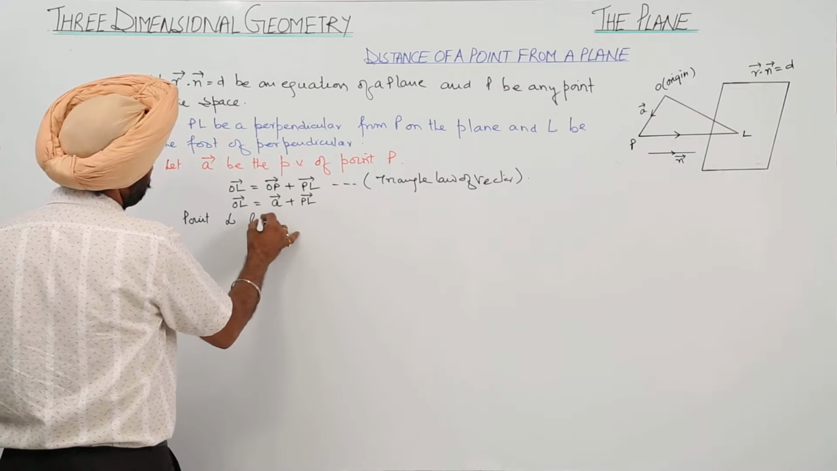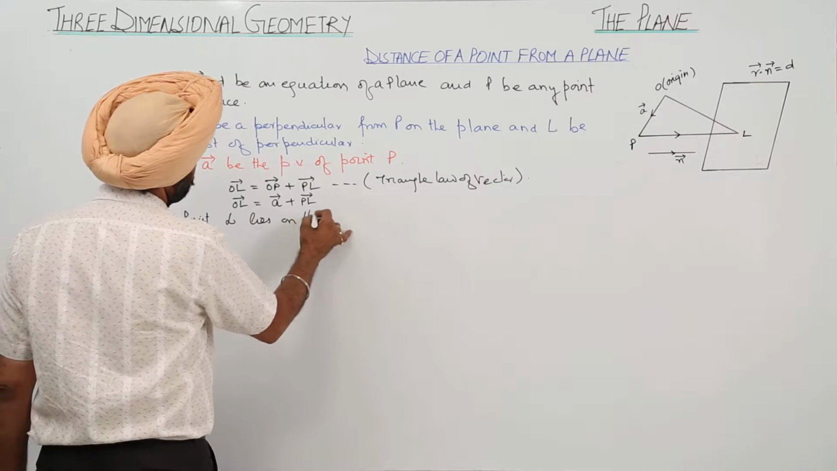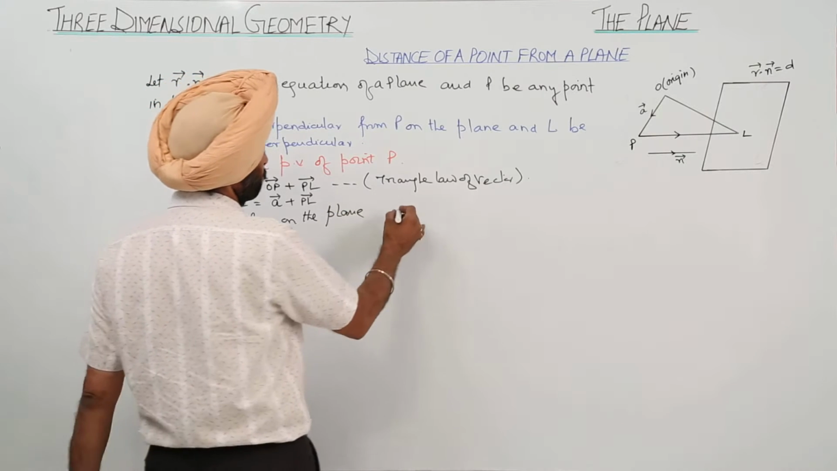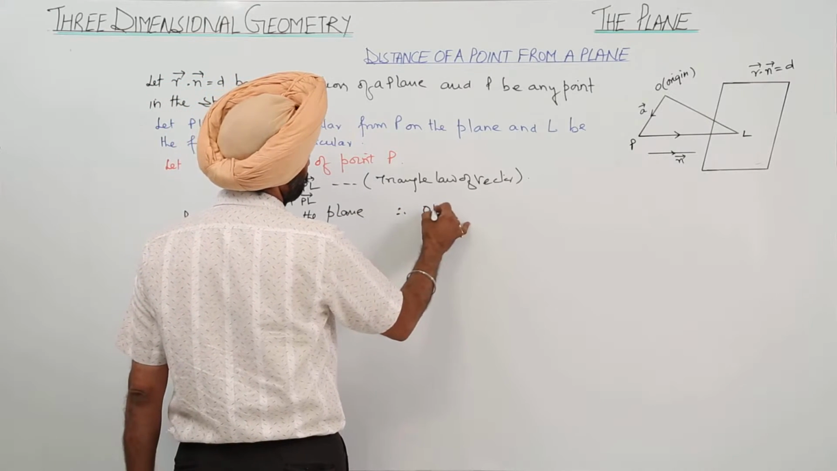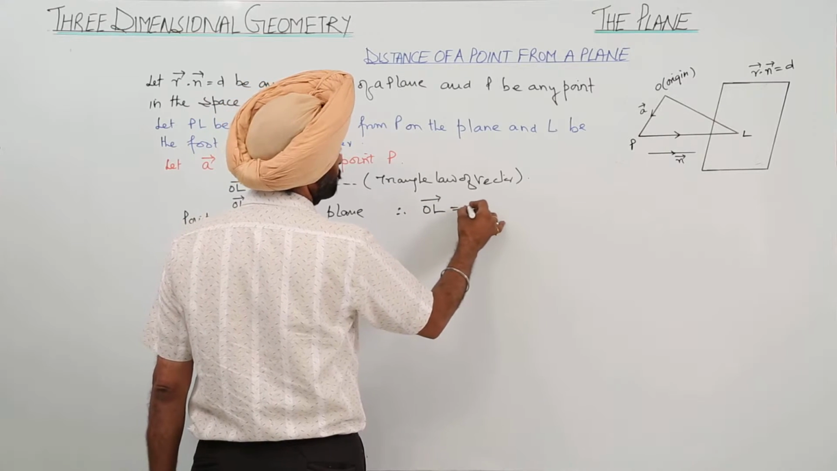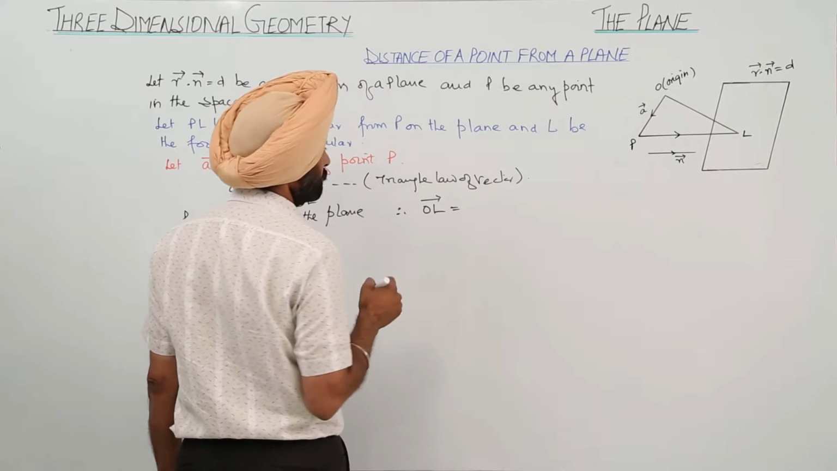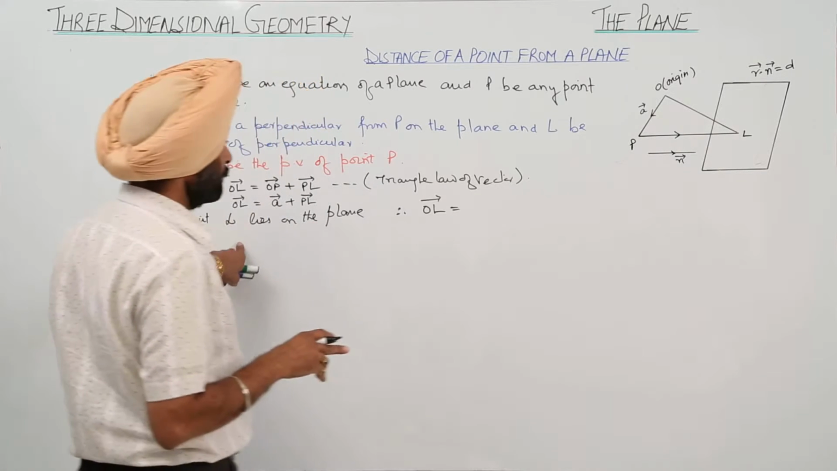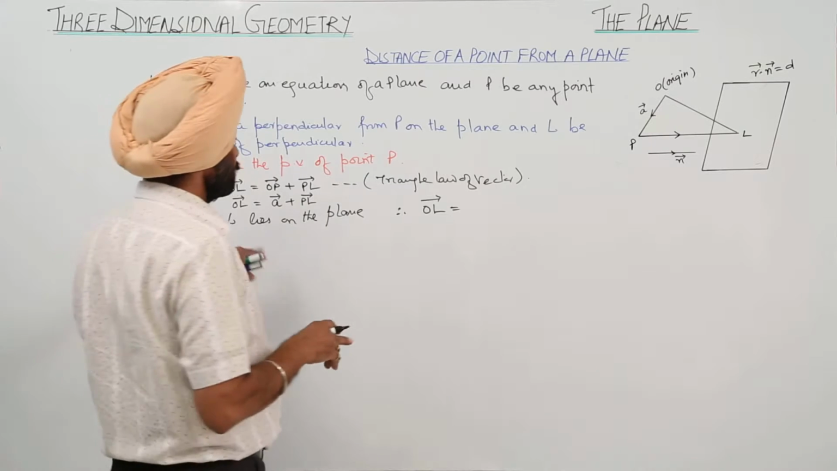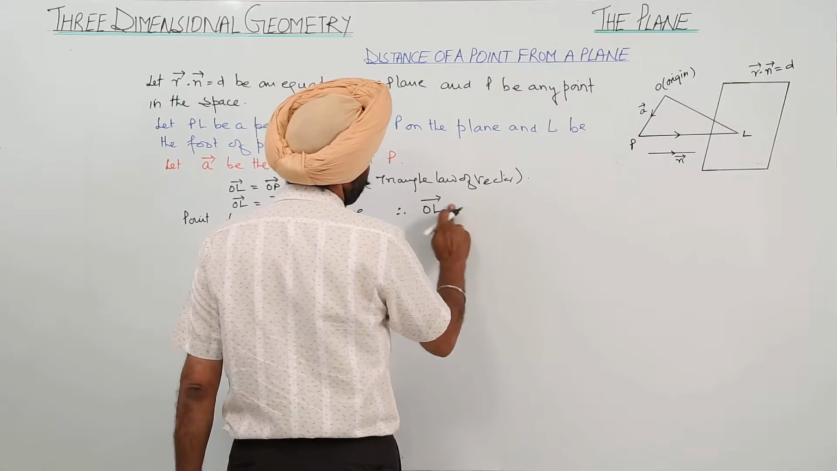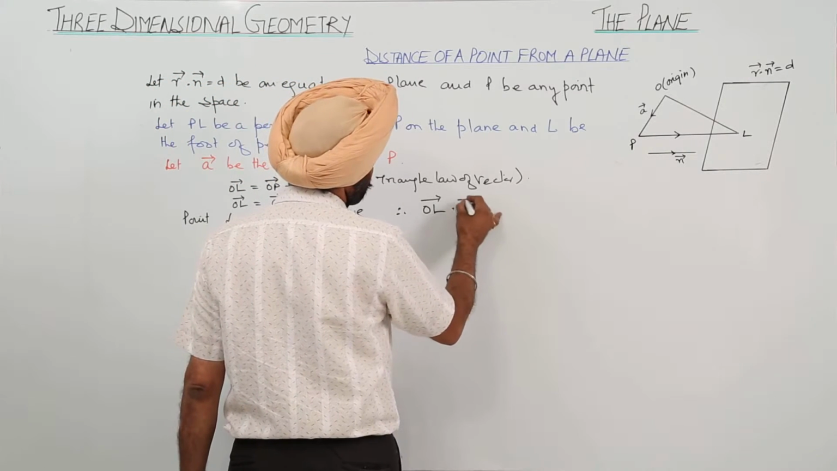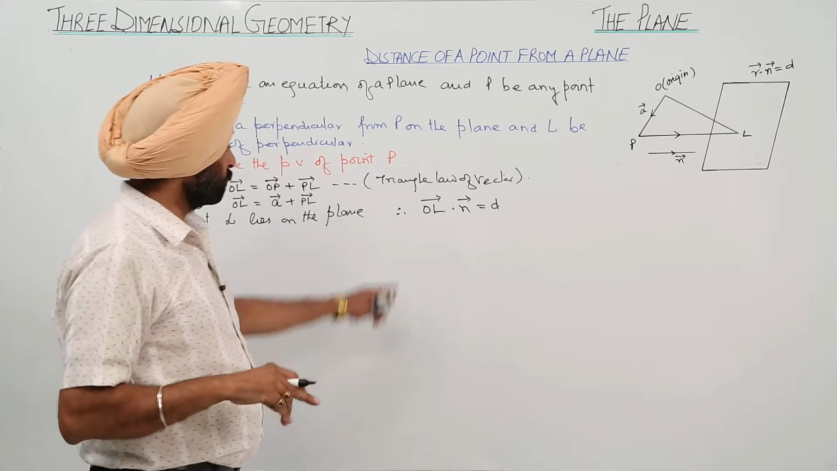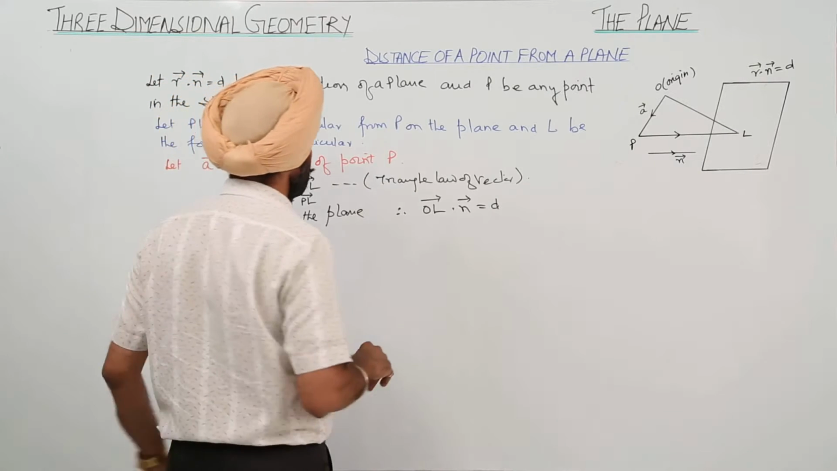Now L lies on the plane, point L lies on the plane, therefore OL dot vector n is equal to D. Okay. OL is a point, so OL dot vector n is equal to D.